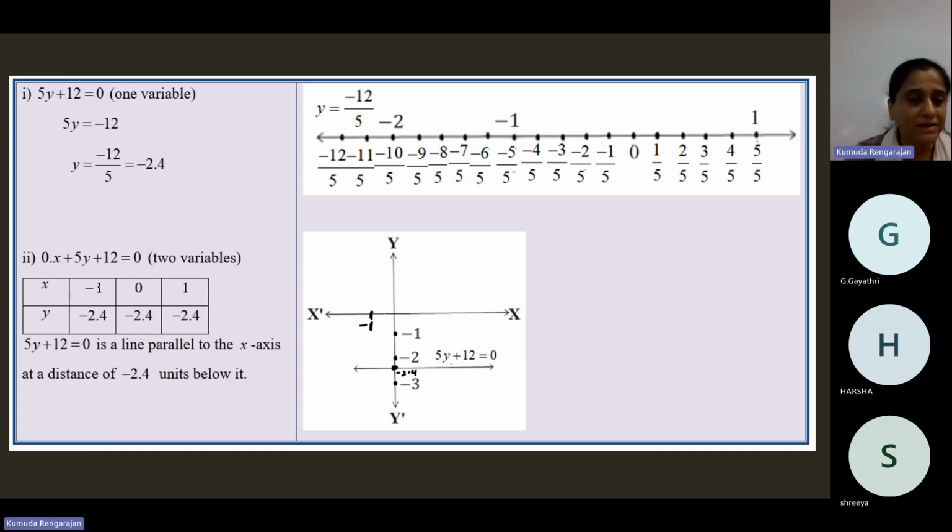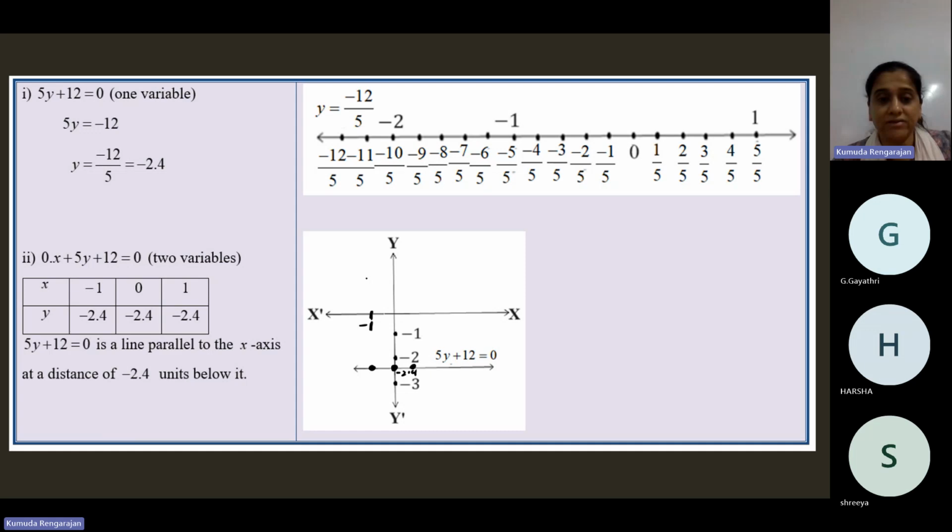Now plot minus 1, minus 2.4. Minus 1, minus 2.4 here. Then 0, minus 2.4. 0 and minus 2.4. This one. 1 and minus 2.4. This is 1 and here. These are the 3 points. When you plot, these are the 3 points. And when you connect them, you get a straight line. The 3 points will be collinear.